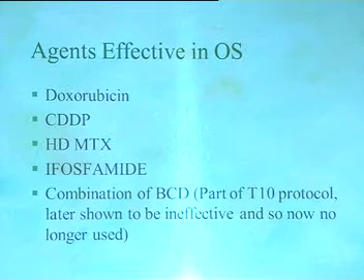So these are the agents which are effective in osteosarcoma: doxorubicin, cisplatin, high doses of methotrexate, ifosfamide and etoposide, and there was a combination earlier, BCD, which is bleomycin, cyclophosphamide, and dacarbazine. This was part of the T10 protocol, and this combination, the BCD, is no longer used by medical oncologists.